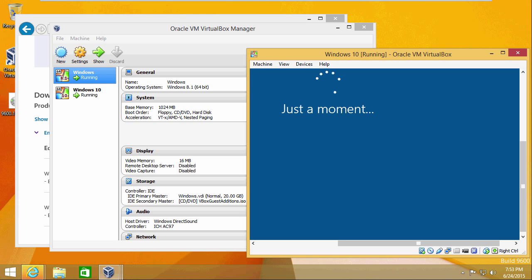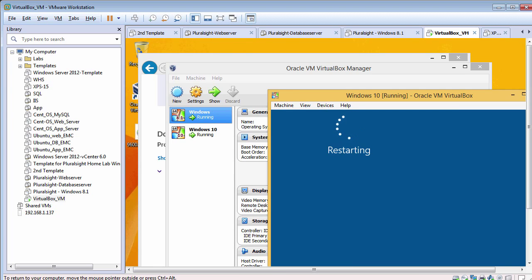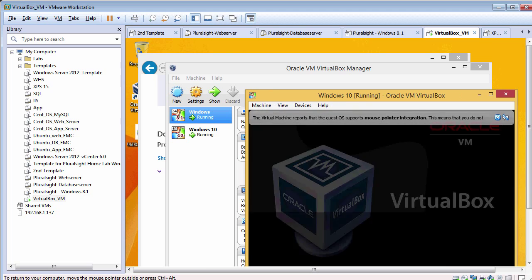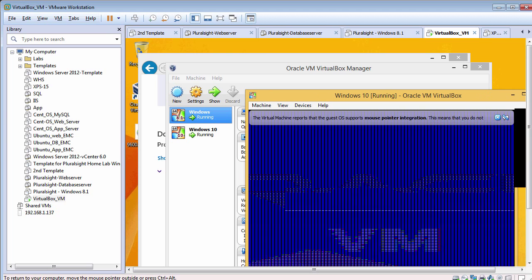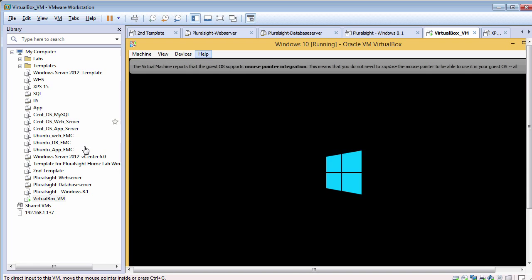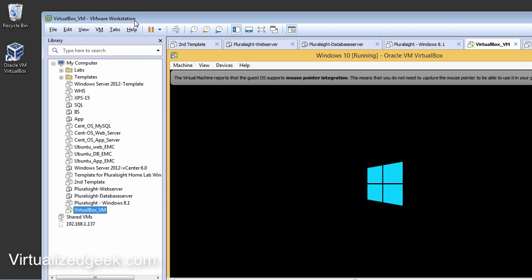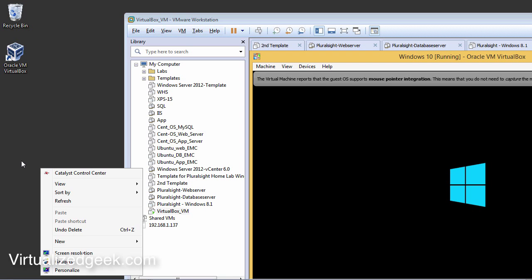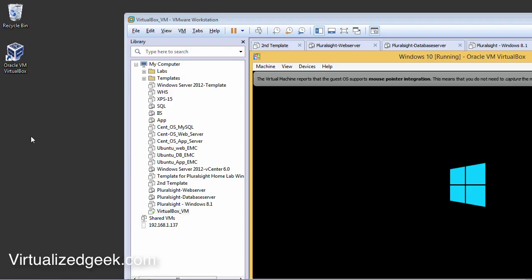What makes this all terribly interesting is that this is all running inside of a VM that's running in VMware Workstation. So I have a Windows 8.1 machine running VirtualBox that's also running Windows 10 and Windows 8.1, and that's in VMware Workstation, which is running on a Windows 7 host. So I think that's pretty freaking cool.